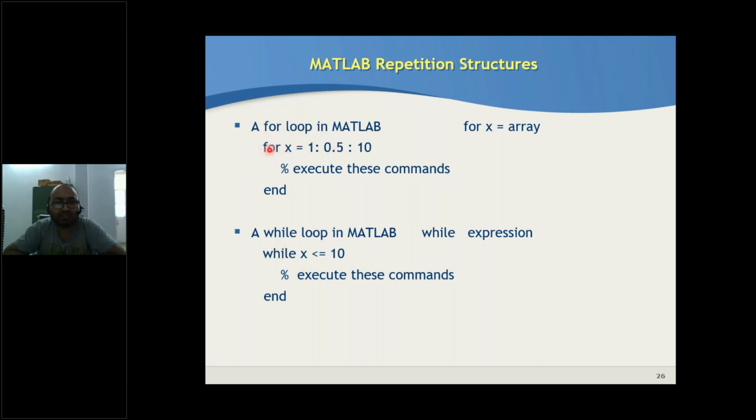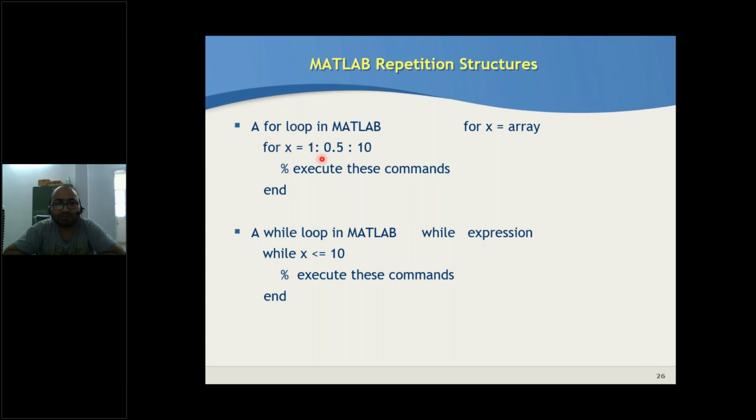A for loop can be given as for space x equals 1 colon 0.5 colon 10. If this variable is following this instruction, then these commands will get executed. Here x is an array. Now the x variable is not storing anything, meaning this is an intermediate variable and it will not be stored in the command window, sorry, the workspace. But if you want to see it step by step, then these values will be saved in the workspace.